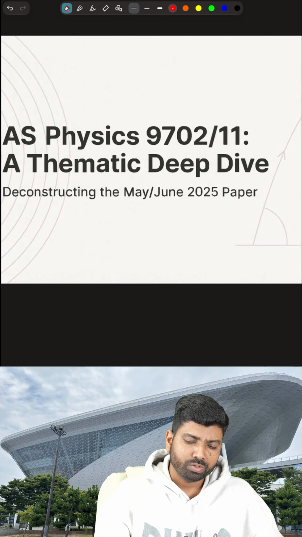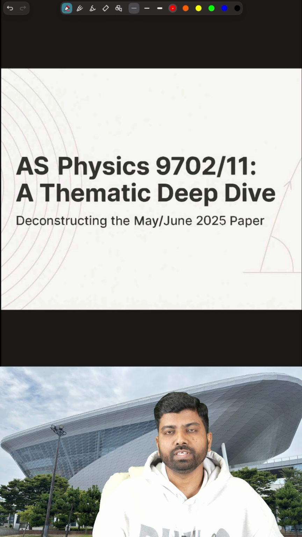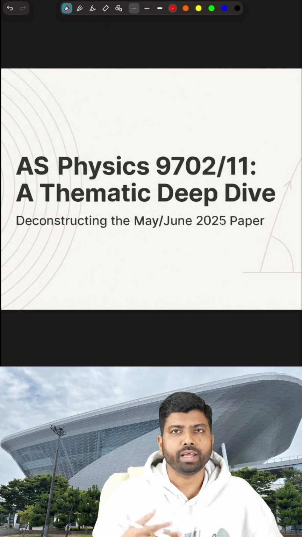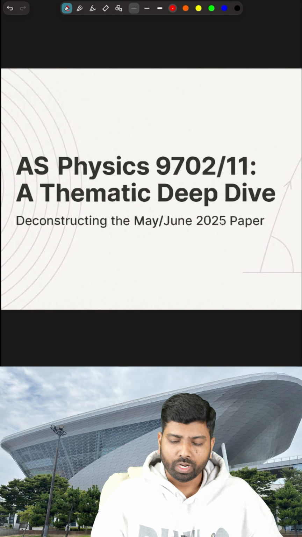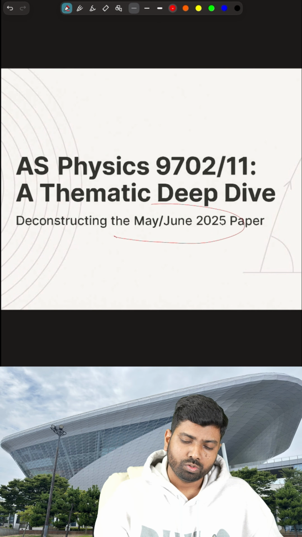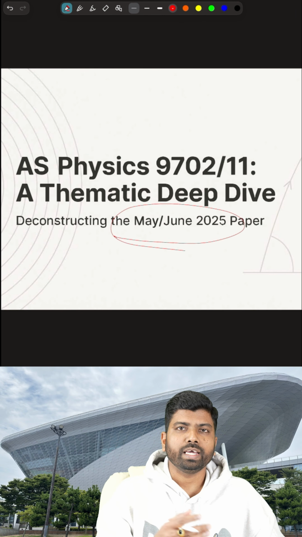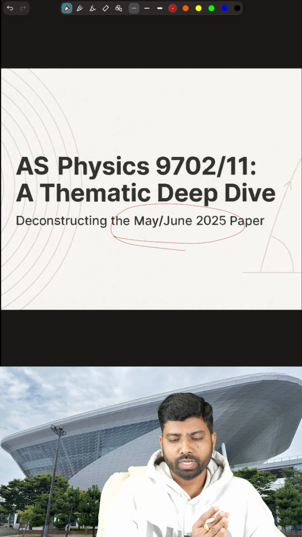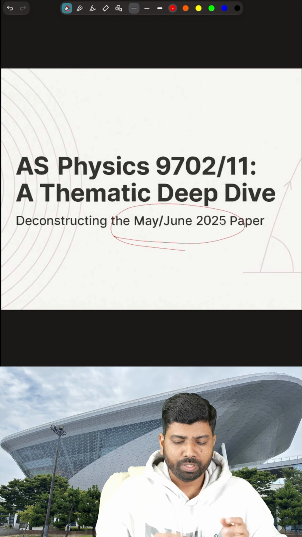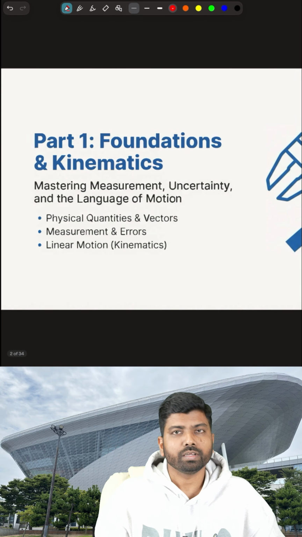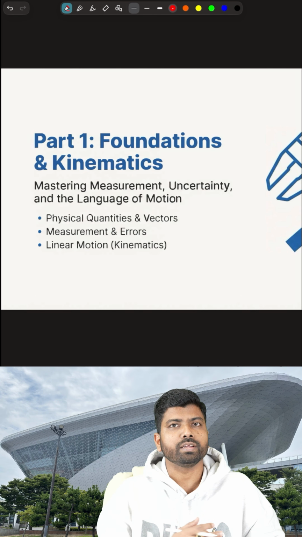So today we are going to discuss A level and AS level physics paper 1, past paper, May June 2025. So I have shared the screen with you. Can you kindly check your screen and tell me, so that we can directly move to the question paper and discuss one by one?